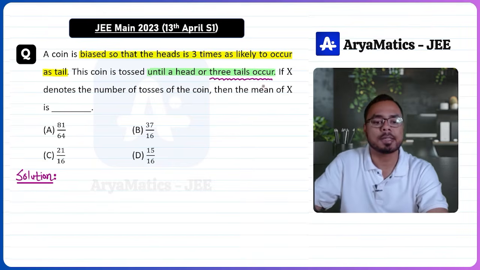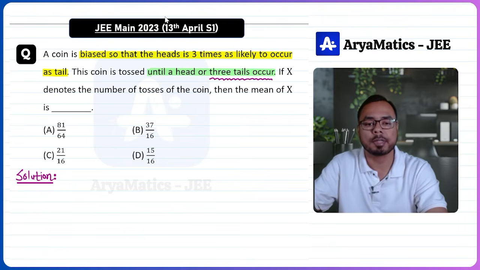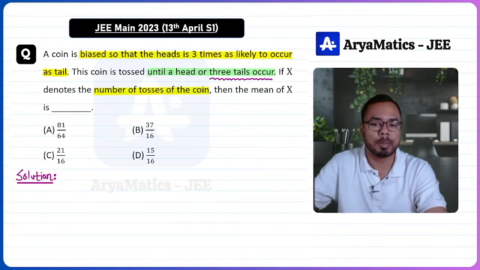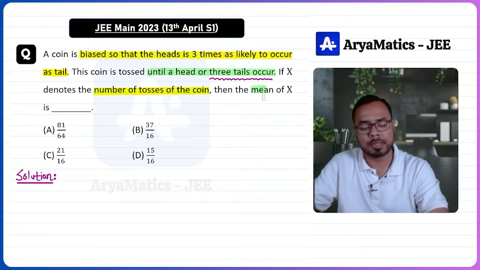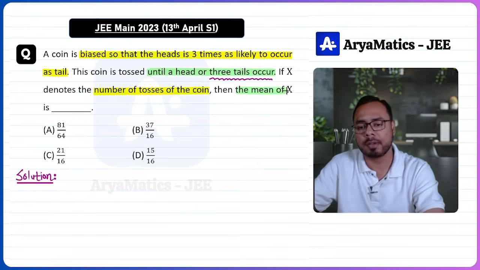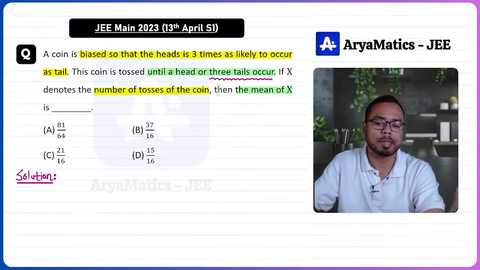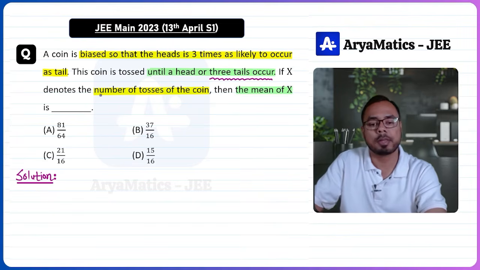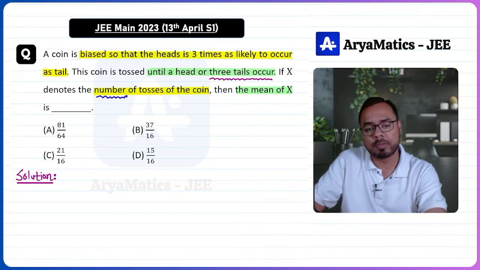So if x represents the number of tosses of the coin, we have to find the mean or the expected value of x, right? X is representing the number of tosses, so we need the mean or the expected value of x. Now this is a problem on a random variable and its expected value or mean. First we have to write the sample space, then we have to see what the different possible values of x are, right? After that we'll need to create a probability distribution table, and then we have to find the mean or the expected value of x.